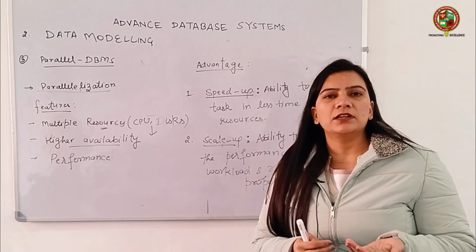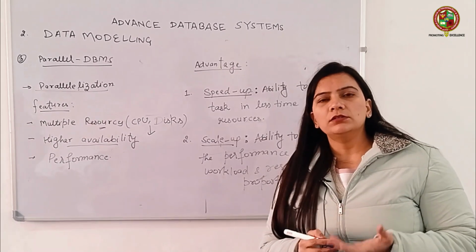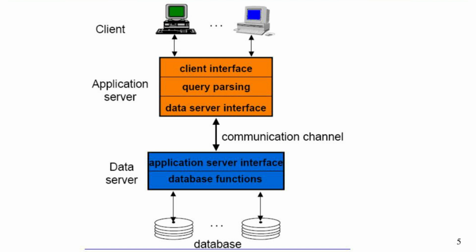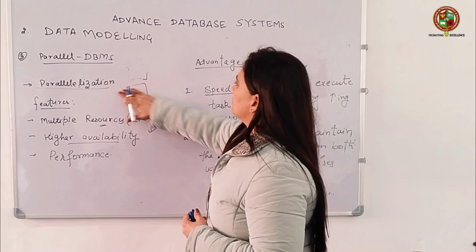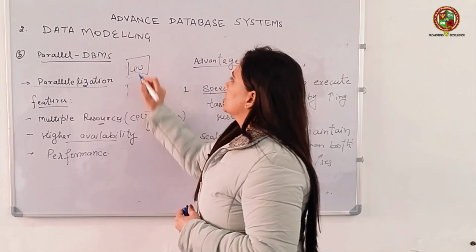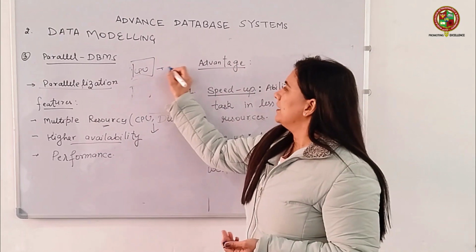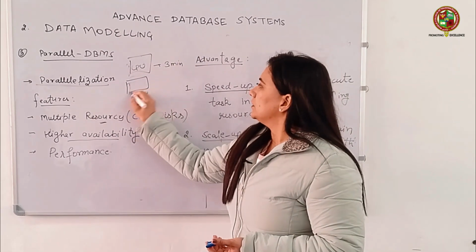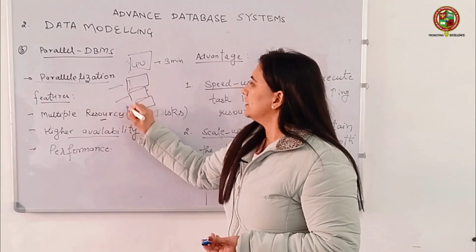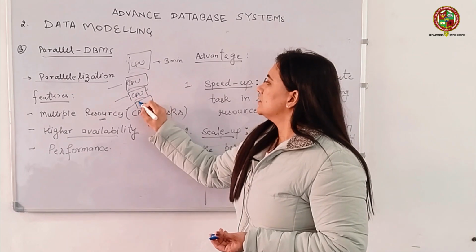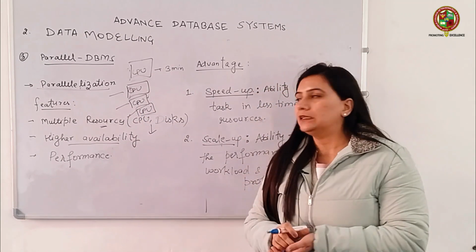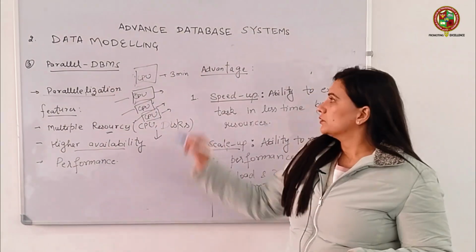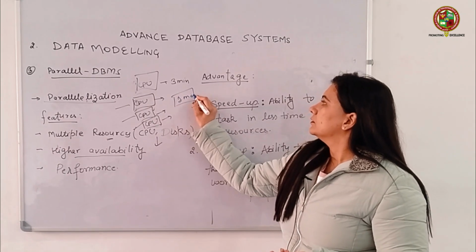So rather than the previous traditional systems like client-server architecture or the centralized system, we are using a parallel database in which we are using multiple resources at the same time. Suppose we have a CPU, and it takes 3 minutes to process a query. With parallelization, we can use multiple CPUs together, like 3 CPUs, dividing the complete task into 3 portions and doing it simultaneously.